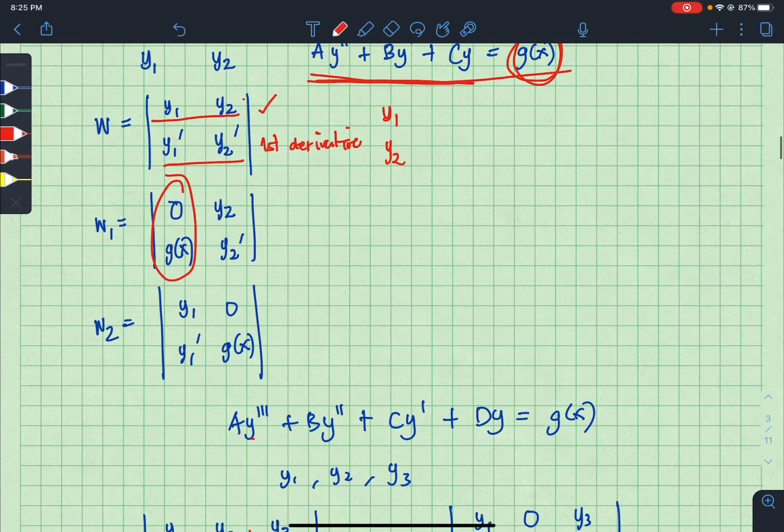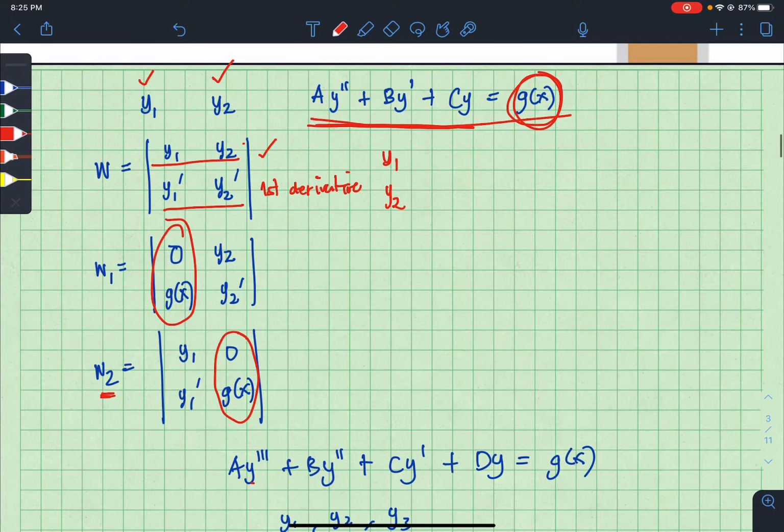For w sub 2, this time around, we're just going to retain the first column, which is y sub 1 and y sub 1 prime. And then we're going to change the second column. The one that we will be changing would be from y sub 2 and y sub 2 prime into 0 and g of x. Okay, so that is how we get w sub 1 and w sub 2.